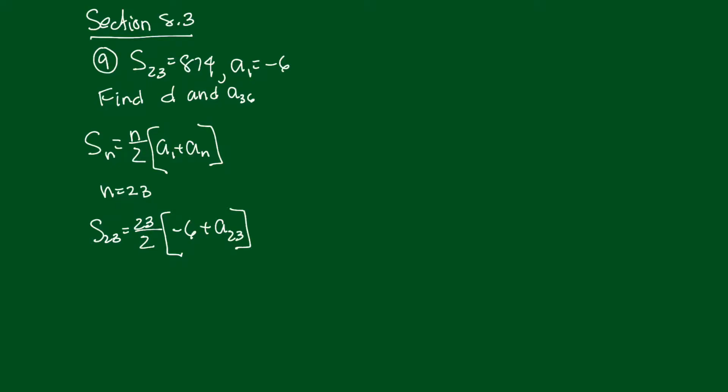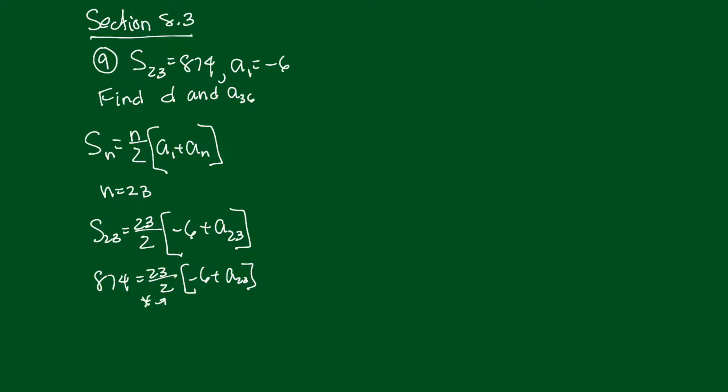Now see, what I'm looking for here are two things, d and a sub 23. I've got two variables. I'm thinking I'm going to need two equations. Here's one, okay? And actually, we can go a little bit farther here because what is s sub 23? It's 874, right? So let's go ahead and do that. Let's carry this on. 874 is equal to 23 over 2 times negative 6 plus a sub 23. And now I'm going to multiply by 2.